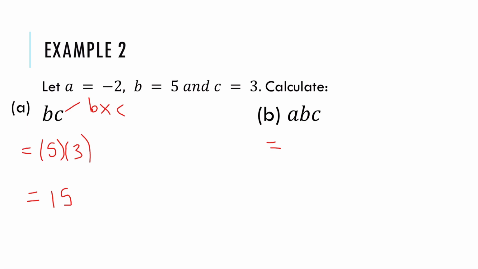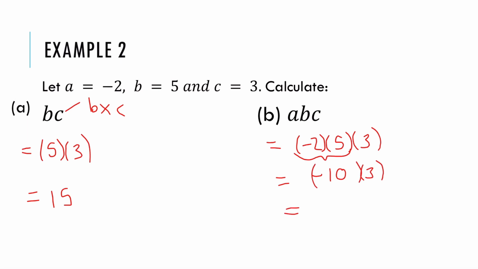In part B, we need to substitute all 3 numbers this time. So that's -2 times 5 times 3. Again, just take it step by step. We'll do the -2 times 5 first. -2 times 5 gives me -10, and I've still got to times that by the 3. -10 times 3 gives me -30 as my final answer.